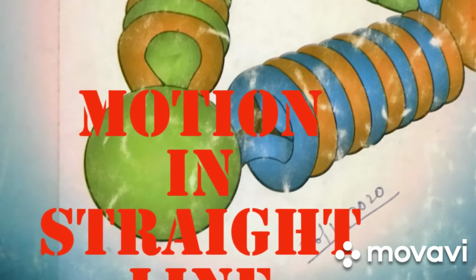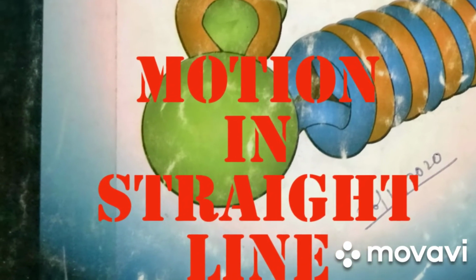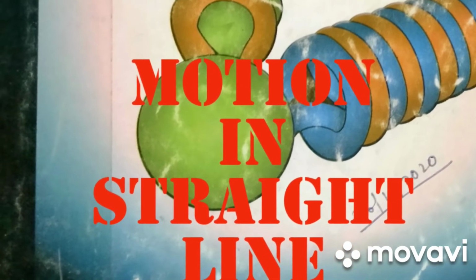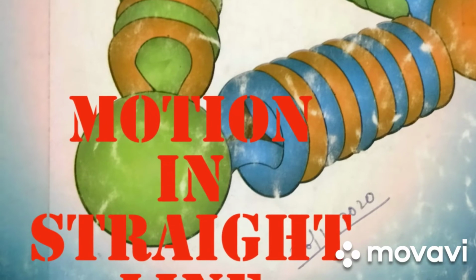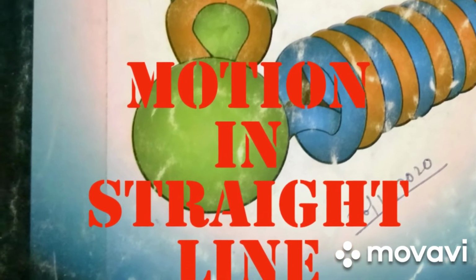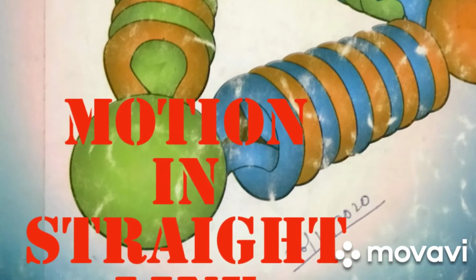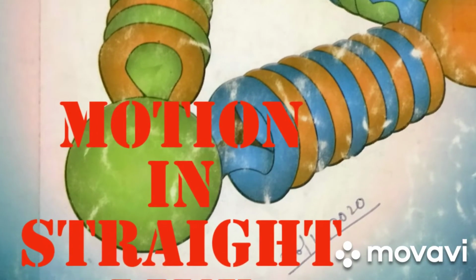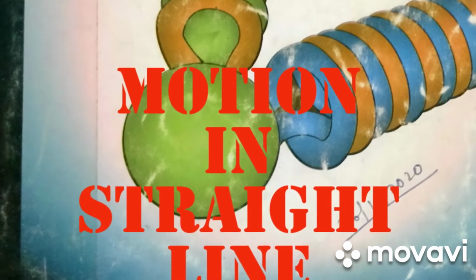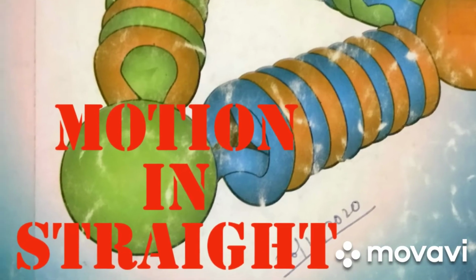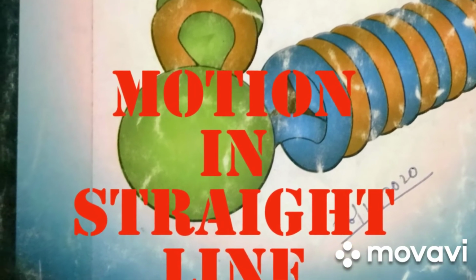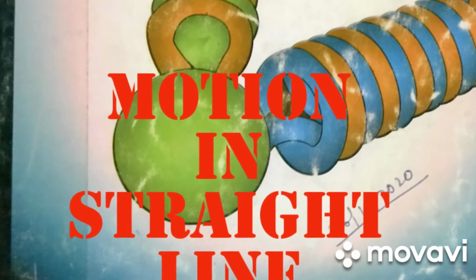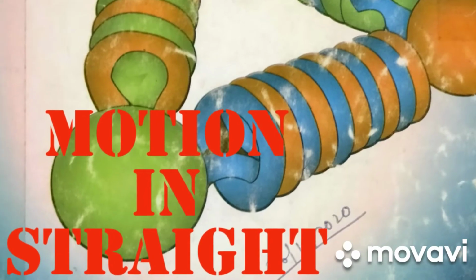Again, if the motion is in a straight line and in one direction, distance will be equal to displacement, or average speed will be equal to average velocity.